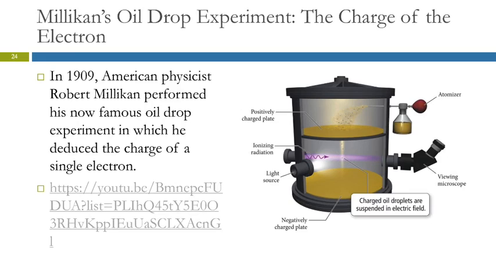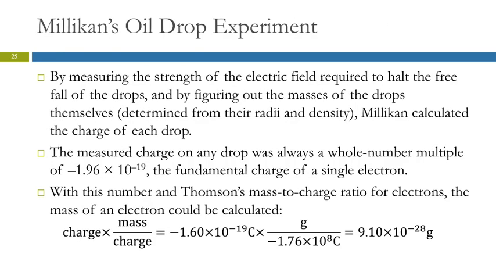And so here, even though Thomson couldn't measure the mass, Millikan was able to measure the mass. And because Thomson had the mass to charge ratio, then we can get the charge. So he looked at the strength of the electric field needed to stop the drops from falling, and figured out the masses, and then he was able to find the charge on each drop.